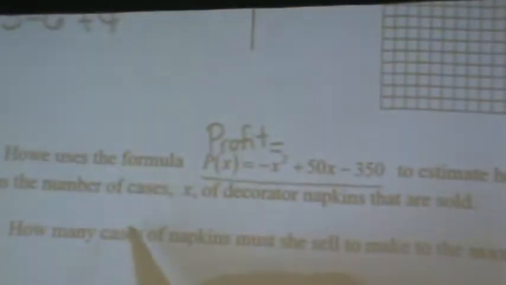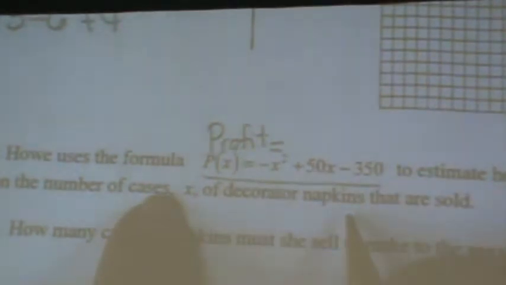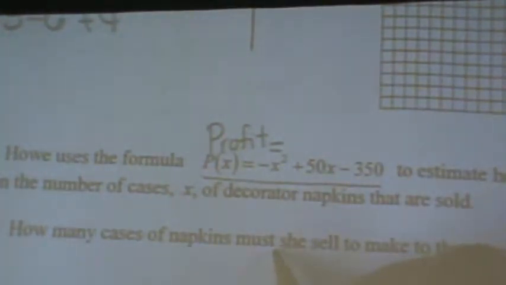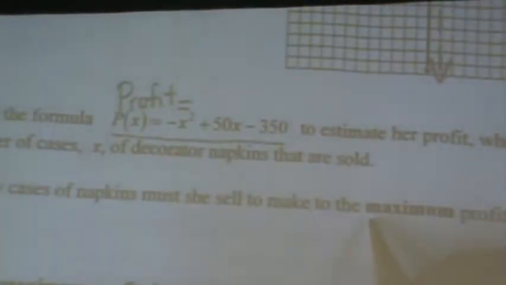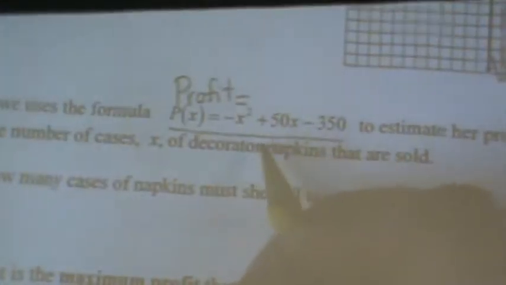All right, this next one. Mrs. Howe, and you're going to say, wow, it's that easy. Mrs. Howe uses this formula to estimate her profit. Which is the profit? They tell you P is the profit. Your profit is equal to how many cases of napkins you're going to sell, which is the X value. So what's the shape of this going to look like?